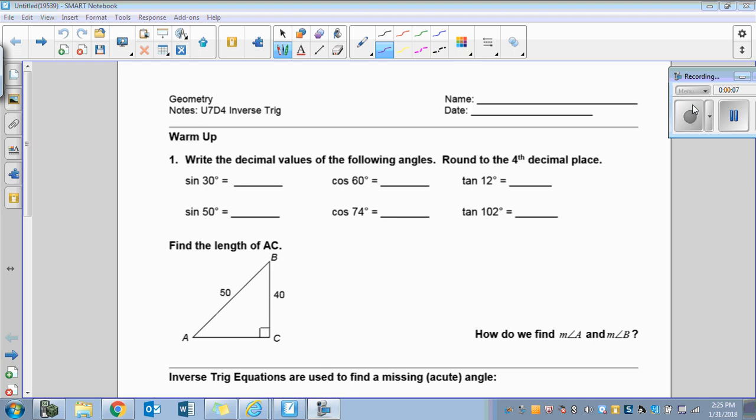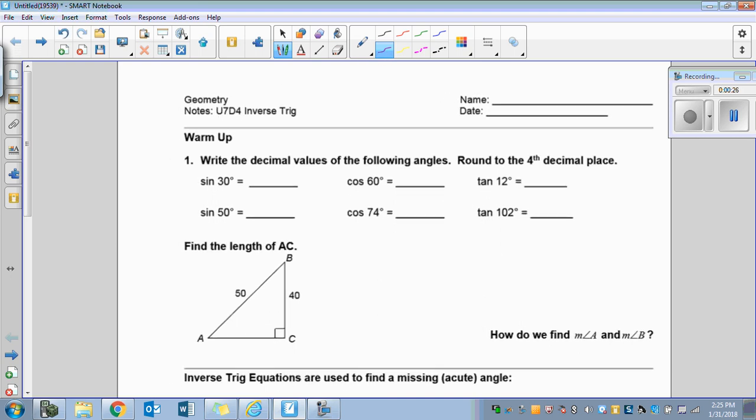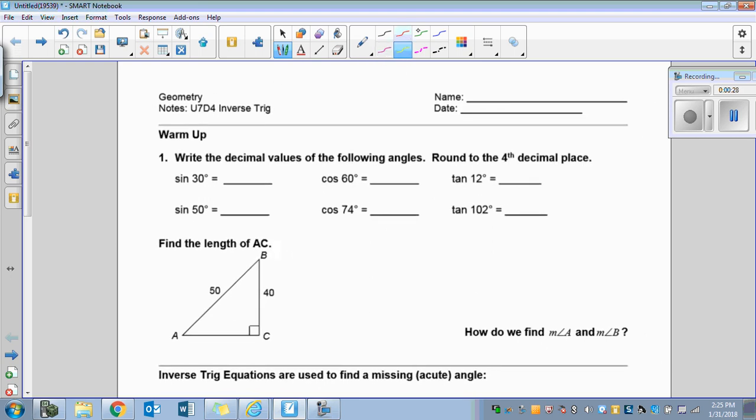You should have done the video for trig. This is just going over inverse trig. What that means is they're going to give you your side lengths and ask you for the angle, so we're going to do the inverse of trig. This is Unit 7, Day 4.